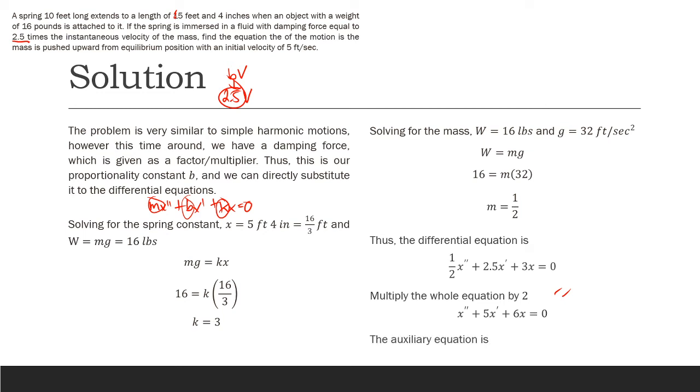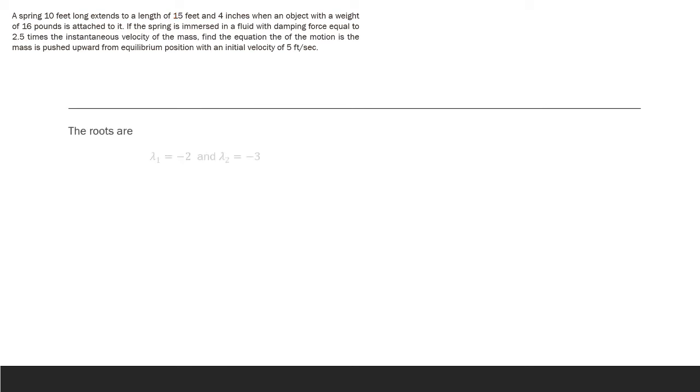Now, we take the auxiliary equation. We have lambda squared plus 5 lambda plus 6 is equal to 0. Let's use the quadratic equation to get the roots, and we will arrive at lambda 1 is equal to negative 2 and lambda 2 is equal to negative 3. It's up to you if you want to use the quadratic formula or you can also factor. Now that we have our roots, we can find the general solution, and that is x of t is equal to c1 e raised to negative 2t plus c2 e raised to negative 3t.